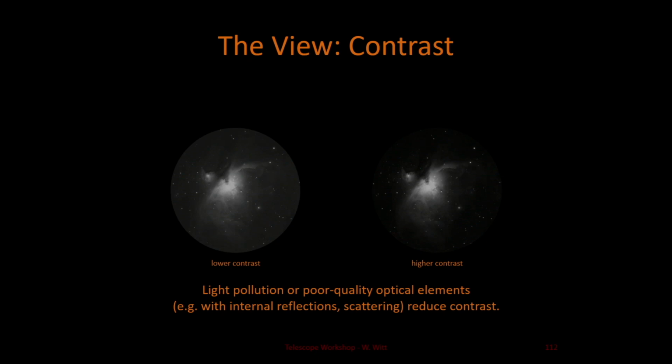Whereas on the right-hand side, you have more contrast. The darkness, the dark area that's supposed to be dark is really dark. It's like pitch black on this slide. And the bright core that represents the actual object we're trying to see is really bright. So that's really good optics and/or really good dark sky without pollution.